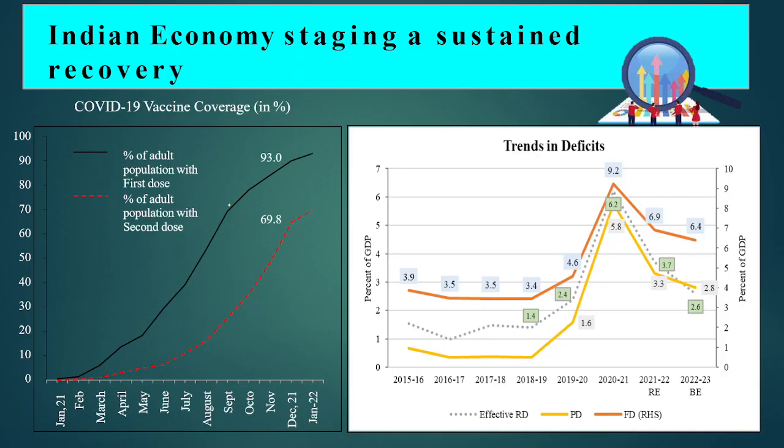This you have to remember: how much progress the government has made during the second wave. Next, here we have shown that the Indian economy is staging a sustained recovery. If we talk about the COVID-19 vaccine coverage, this black line represents the percentage of adult population with the first dose.